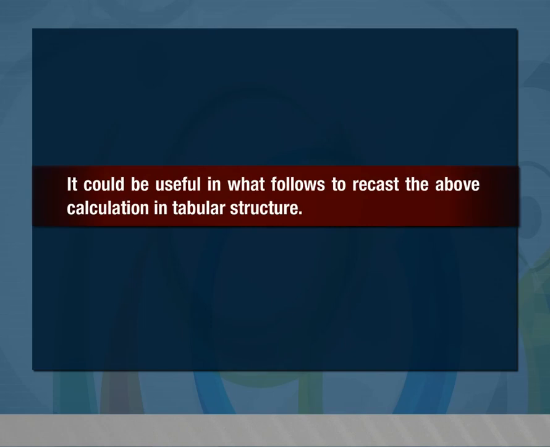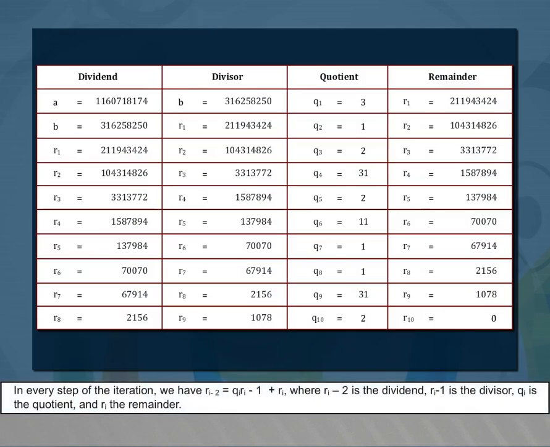It could be useful in what follows to recast the above calculation in tabular structure. In every step of the iteration, we have Ri minus 2 is equal to Qi Ri minus 1 plus Ri, where Ri minus 2 is the dividend, Ri minus 1 is the divisor, Qi is the quotient, and Ri is the remainder.